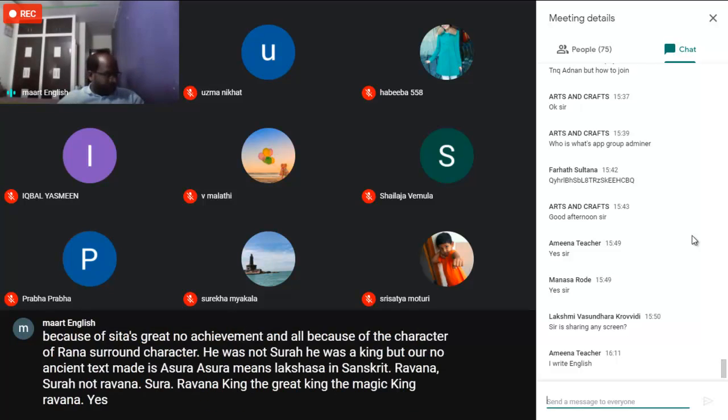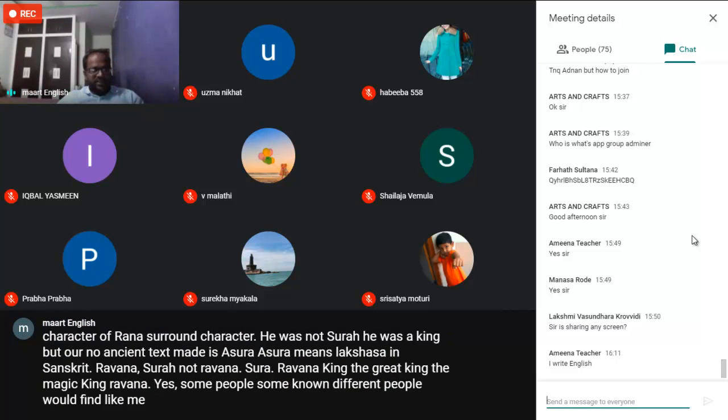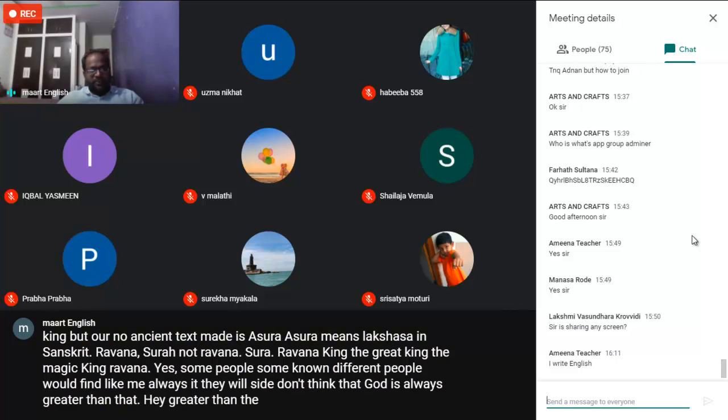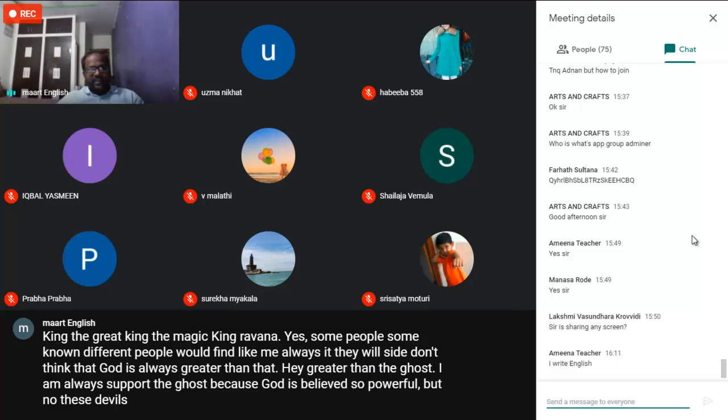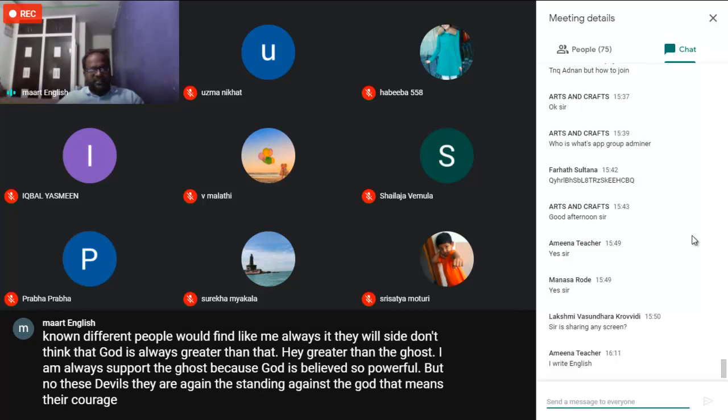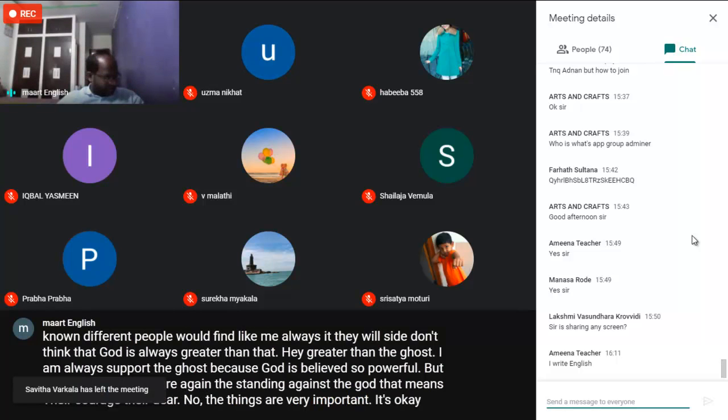Yes. Some people, like me, are always on the devil's side. Don't think that God is always greater than the ghost. I always support the ghost, because God is believed to be so powerful, but these devils are standing against God. That means their courage, their daring, is very important. It's okay. Fine discussion.